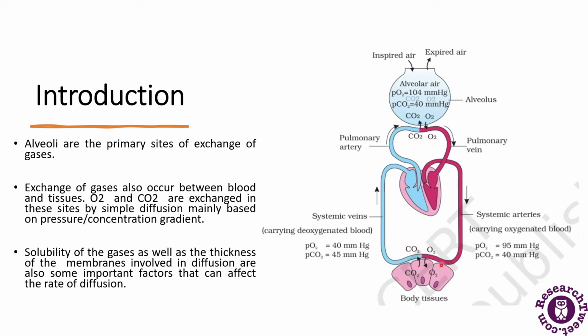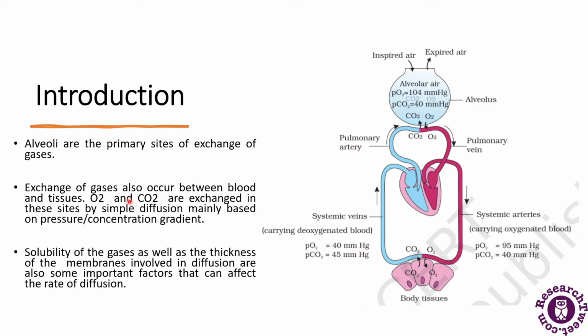It will be circulated in the body tissues and the carbon dioxide is released from there. The carbon dioxide is released into the systemic veins, which carry the deoxygenated blood. Here you can see the partial pressure of oxygen is about 40 mmHg and the partial pressure of CO2 is about 45 mmHg. From here it will go into the pulmonary artery, and there will be expired air, which is presented here.